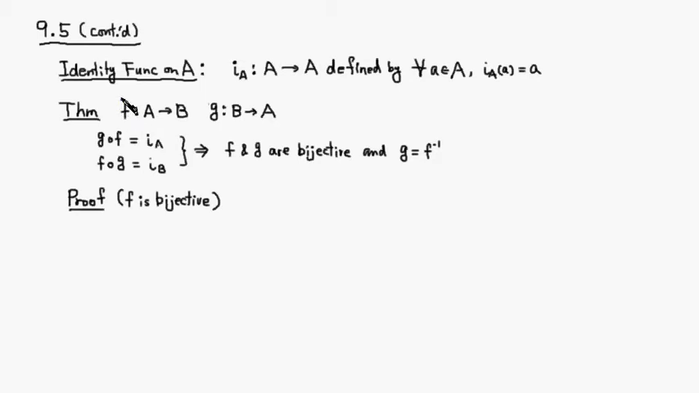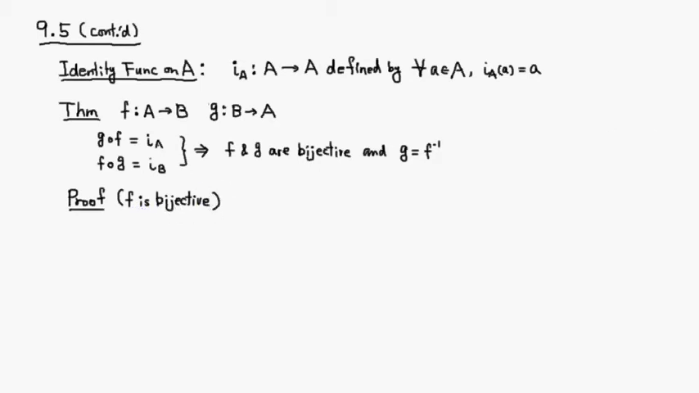Let's look at this theorem. f is a function from set A to set B. g is a function from B to A. If the composition g of f is an identity function, and at the same time the composition f of g is an identity function, then we can conclude that f and g are both bijective and g is the inverse of f. Let's prove that. First, we're going to try to prove that f is bijective.